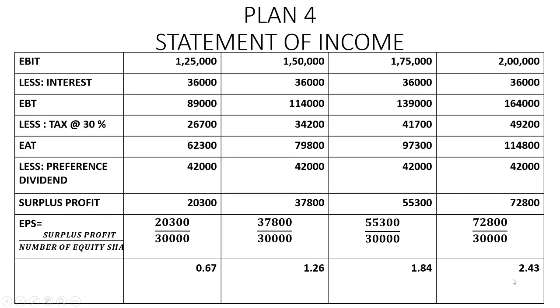So plan 4, this is the best EPS because this is the highest EPS, that means highest earning per share when the firm goes for plan 4. So that will be our answer. Plan 4 will be the best because it gives us the highest EPS.